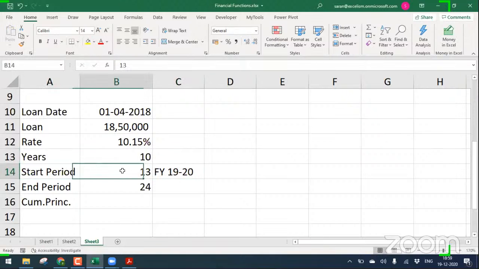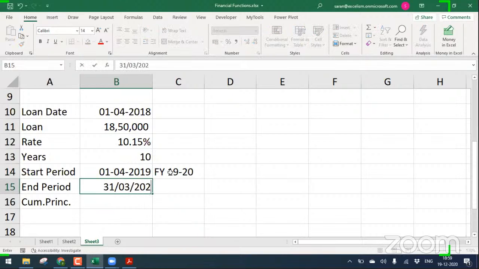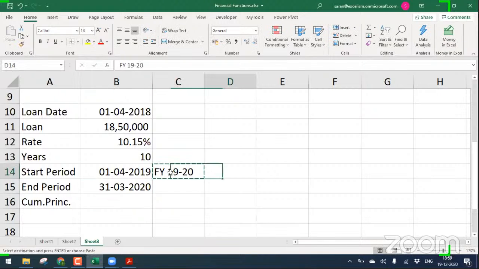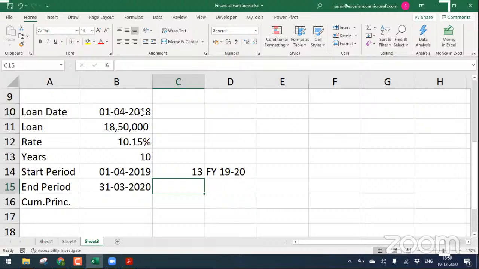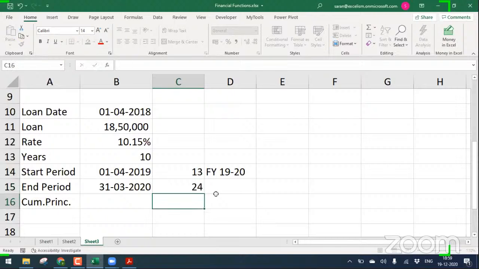The starting period in financial year 1920 is the 13th period of the loan. Do you all agree with me? Yes, because, let me put it this way, for 1st April 2019 to 31st March 2020, if you want me to put in the numbers, this is the 13th period, because from 1st April 2018 till 31st March 2019, 12 periods are over. Then this is the 13th period. Then I'm going to pay till the 24th period.